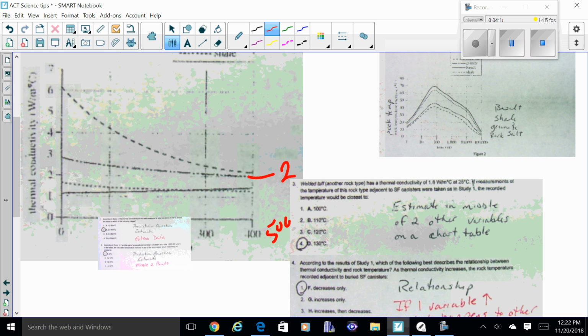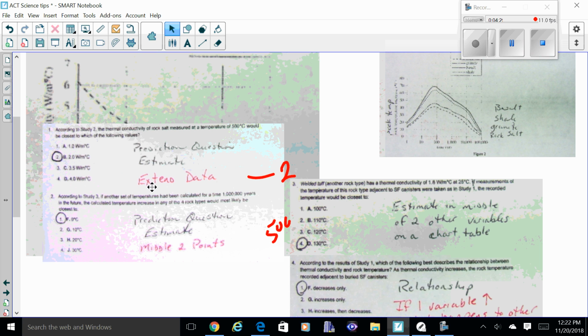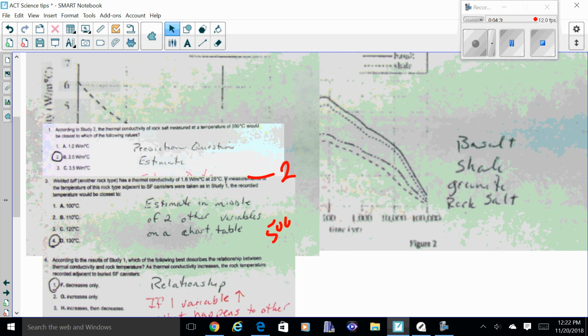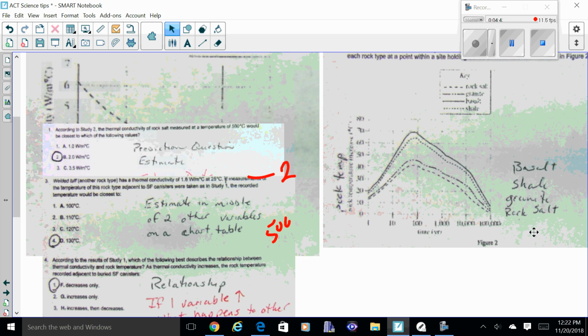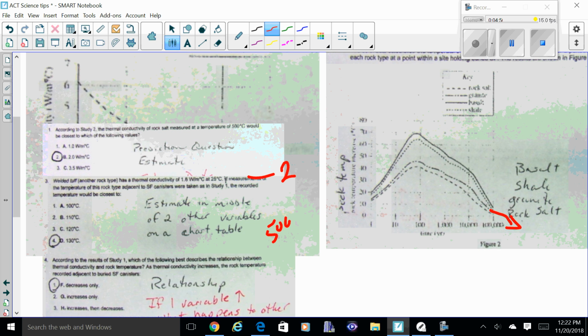Let's look at question number 2 here. In question number 2, it says, according to study number 3, which I have over here, if another set of temperatures have been calculated for 1,000,000 years. So let's look at this one over here. And let's go out 1,000,000 years. Well, shoot, the daggone chart only goes up to 100,000. So once again, we're going to extend it out to 1,000,000. And all these things are sort of coming down this way. And so I think it ended up being almost 0 degrees, 0 degrees Celsius would be the prediction for this one. So once again, it's always extending the data, trying to read a chart, something like that.